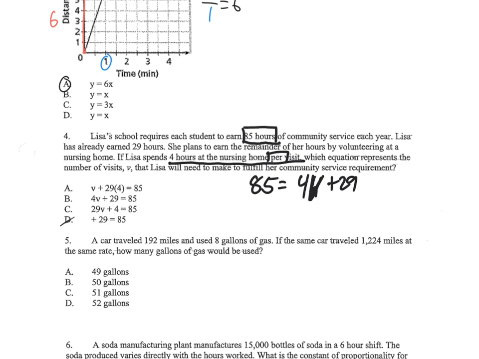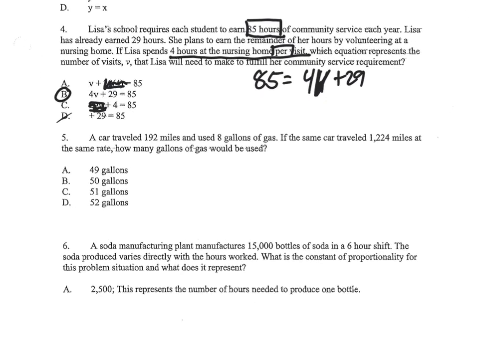That was pretty straightforward because 29 is not going to have V with it. That's gone. That doesn't look like anything we've ever done before, so it's clearly going to be B.